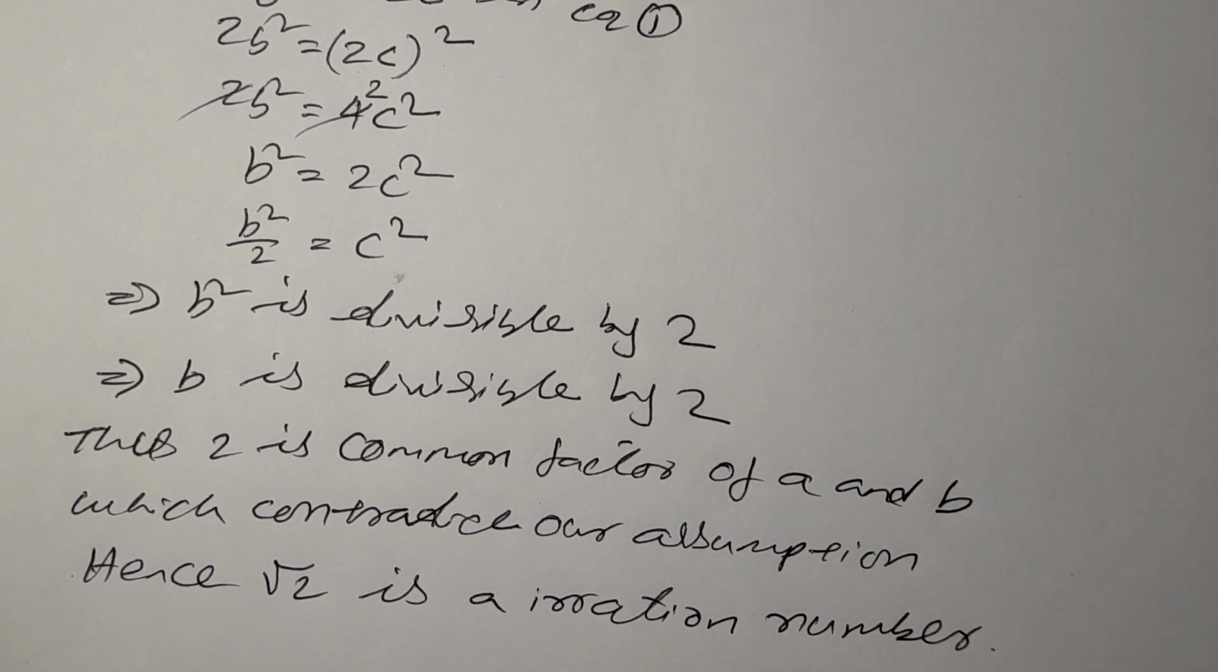We have considered root 2 as a rational number, and it has only 1 as a common factor. But we got the common factor 2, which is incorrect. Contradict means which was incorrect. So therefore root 2 became an irrational number. Now we are going to prove for root 3 and root 5.